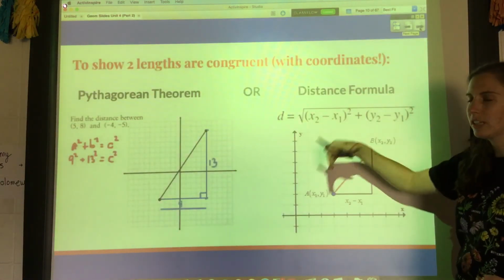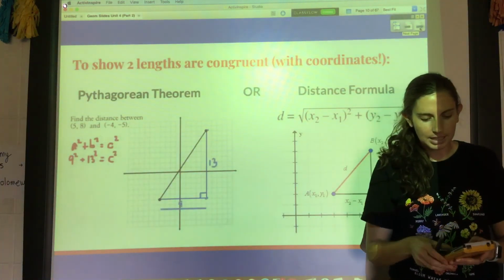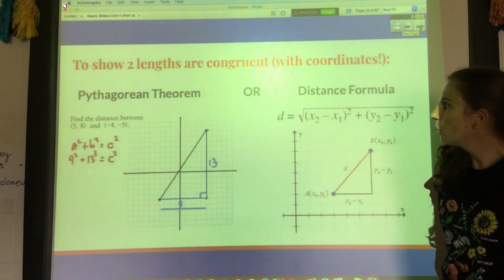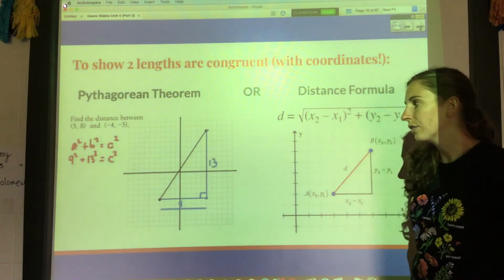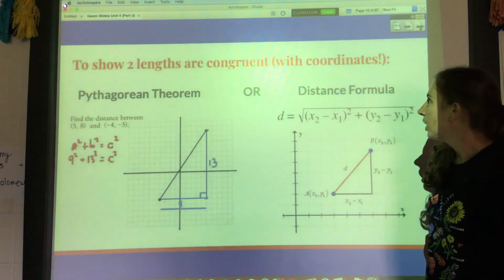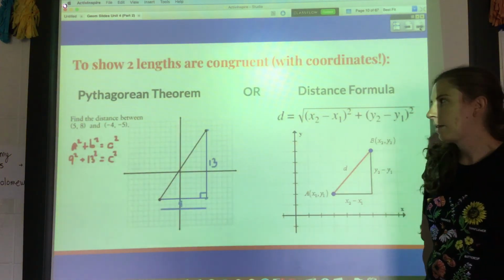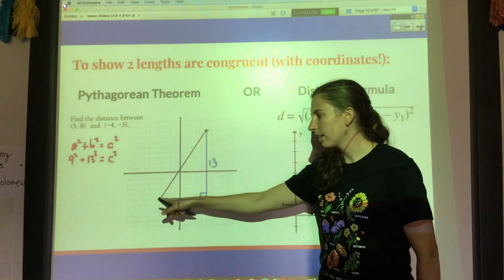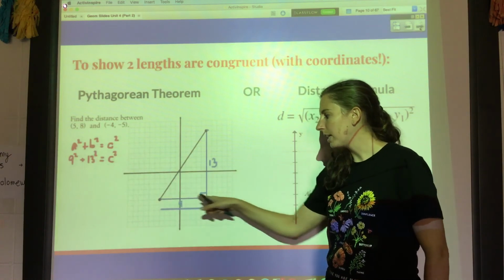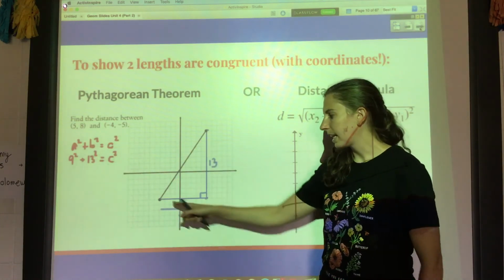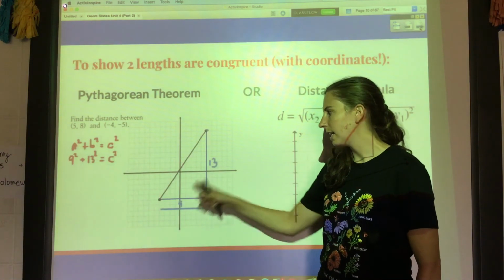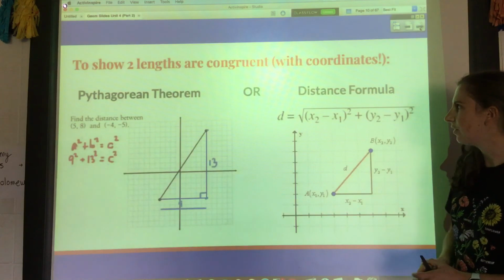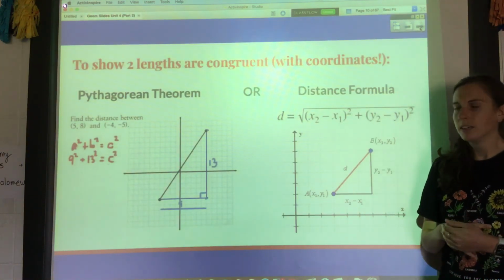So you can see coordinate grids can be helpful when we're trying to do problems like this, compare lengths or that kind of thing. If you ever want to show that 2 lengths are congruent, or ever just find a length on a coordinate grid, you have 2 options, and they're basically the same thing. The first one is Pythagorean theorem. Like if I wanted to find the length of this line segment here, I can just make it into a right triangle, because then I can count this side and count this side and use Pythagorean theorem to find the third side. Another option that you have is called the distance formula.